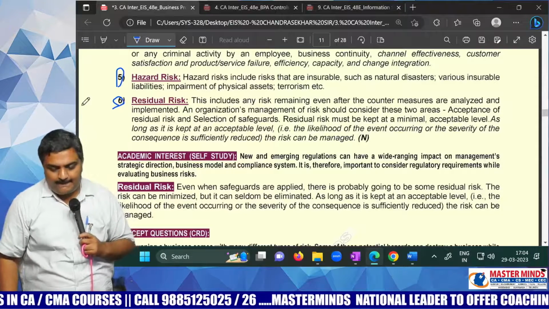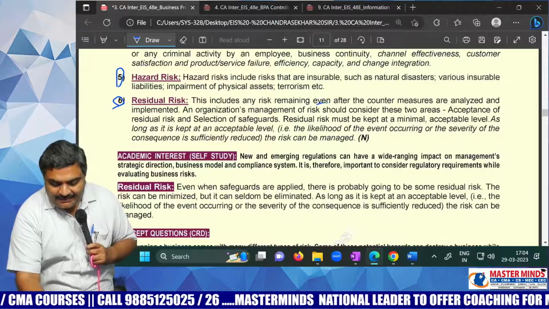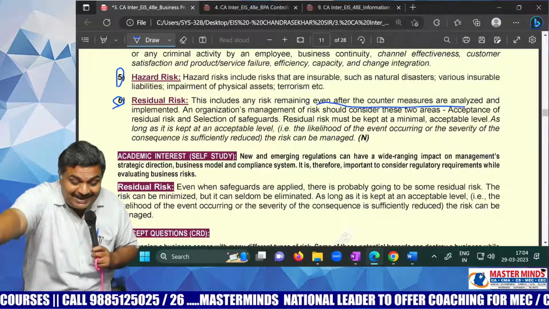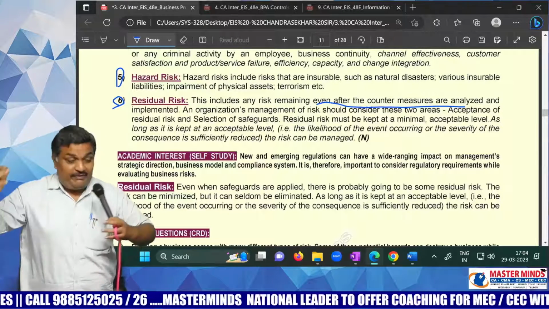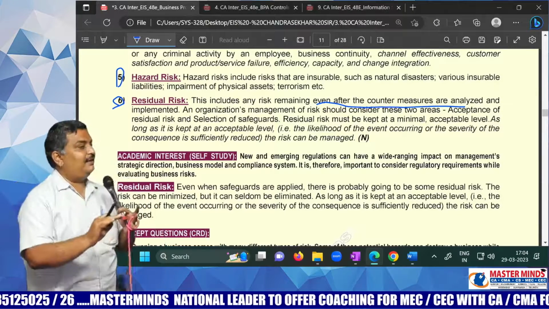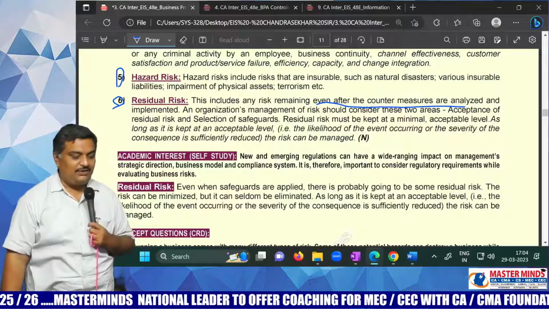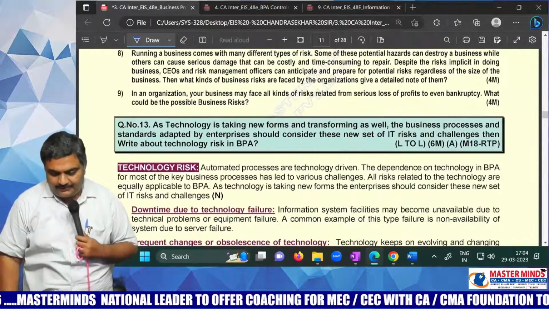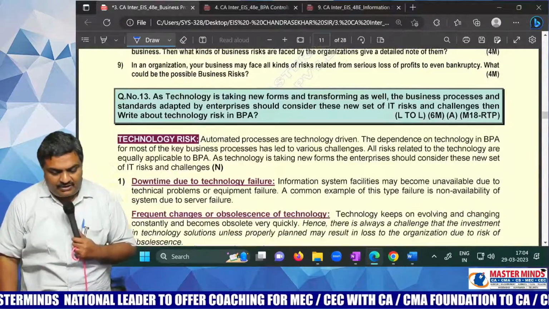Any risk remaining even after countermeasures are analyzed and implemented. You have analyzed risk and you have taken a lot of countermeasures also. Even then, there will be some risk. That is called residual risk. After completion of this lesson, we will take a break.